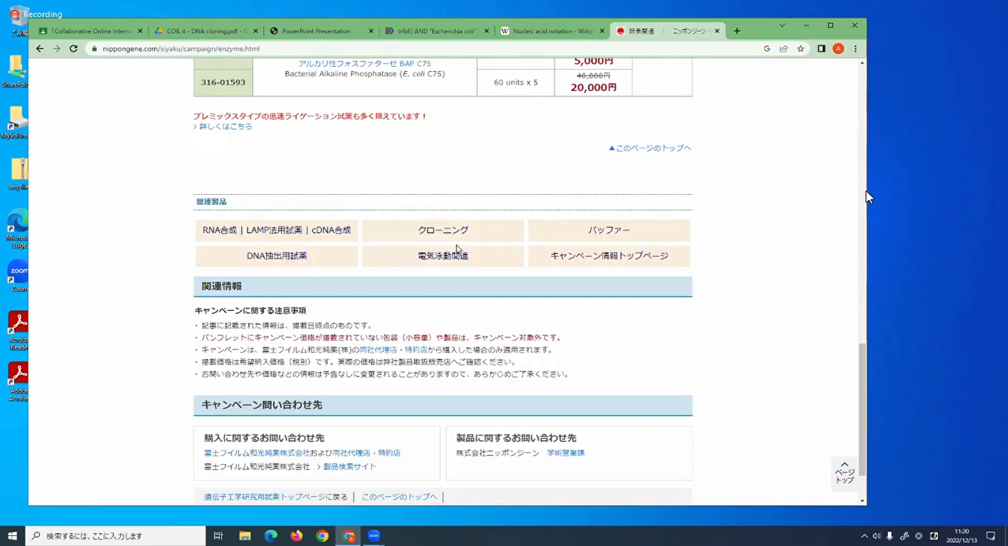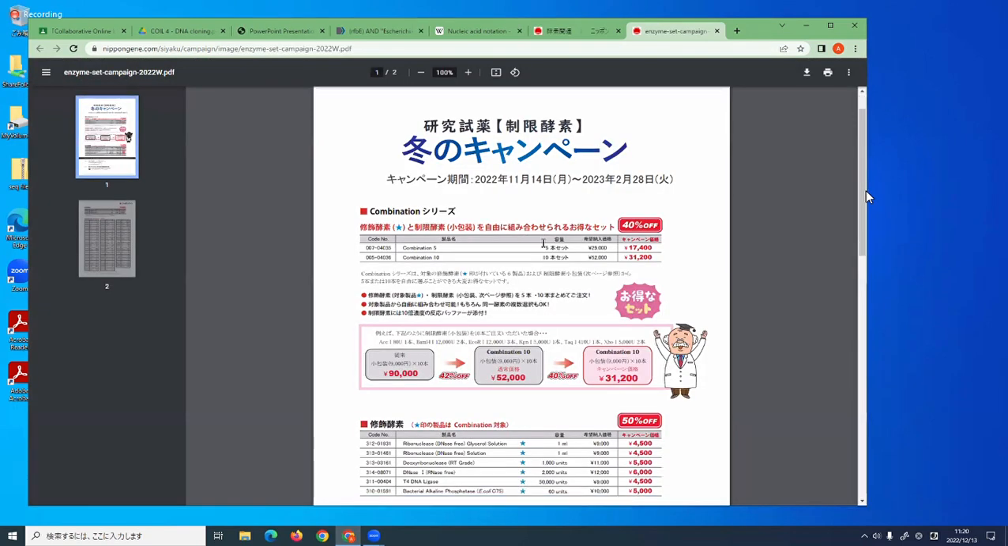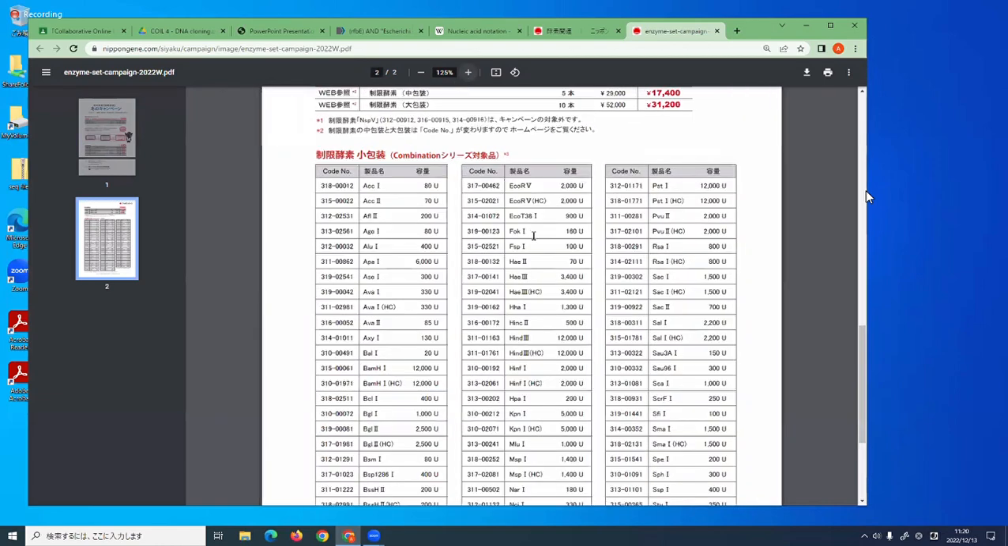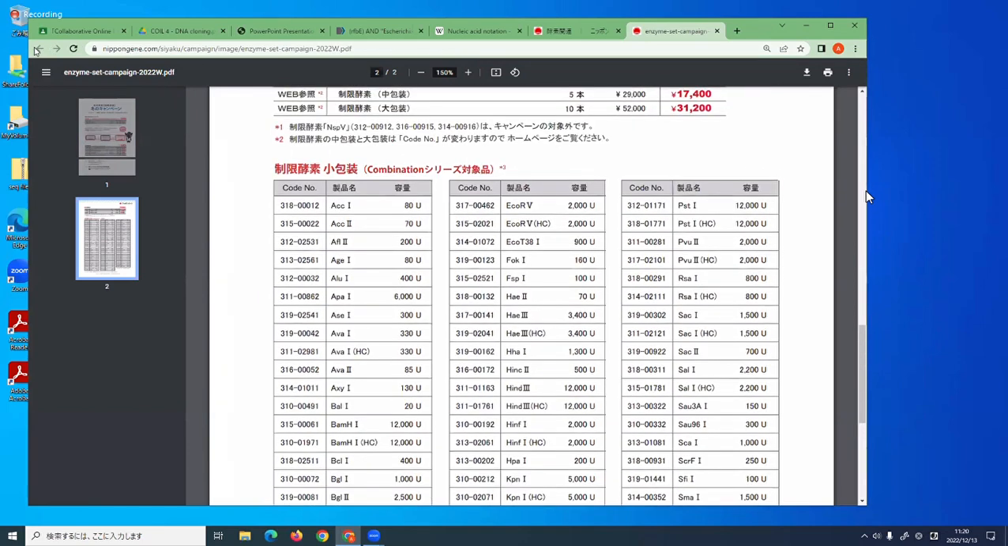Where can we find a whole list of restriction enzymes? So you can click here, and this is the campaign they're doing. So over here, there's different types of restriction enzymes with different prices. So you can buy this, I think, fairly easily, and you don't have to be in a chemical laboratory.